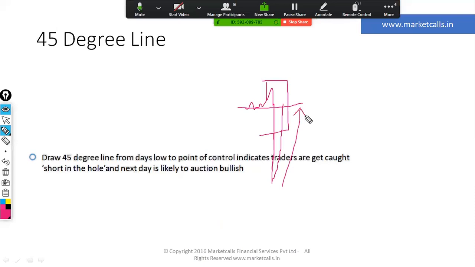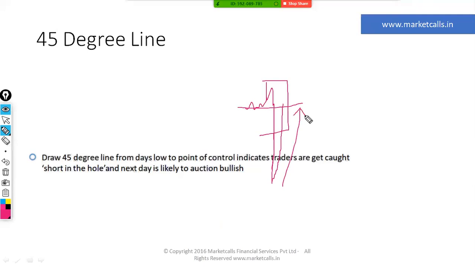And of course, this is only for the bullish setup. There is no bearish 45-degree line. It's always only a bullish 45-degree line. And the 45-degree line is the very first sign that the market could do short covering. So whenever there is a 45-degree line, you have to be cautious on your shorts. The market could do short covering from the next day onwards. From the opening itself, it does short covering rallies most of the times.